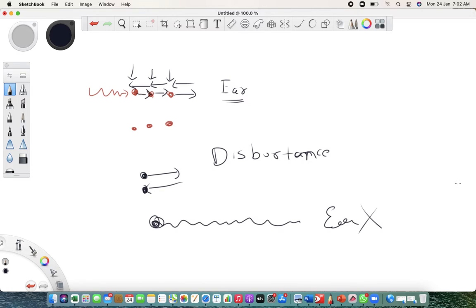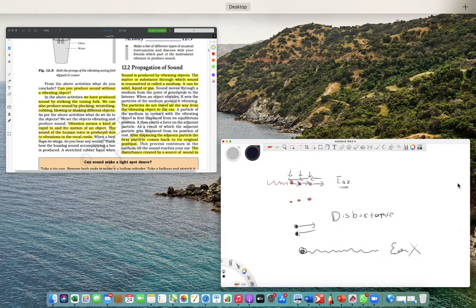So the first question is, does sound require a medium to travel? The answer is yes. If there is no medium, then you cannot hear a person. If you are in a closed room and all the air is removed, so there is only a vacuum, and one person tries to speak to another, they cannot hear each other. Why? There is no particle, so the disturbance does not travel.